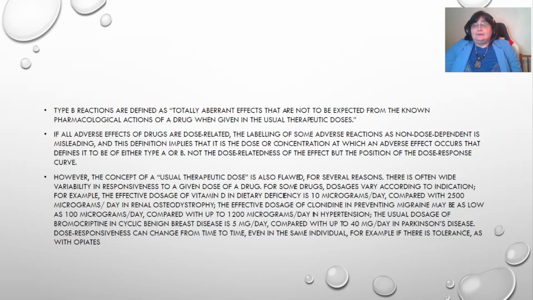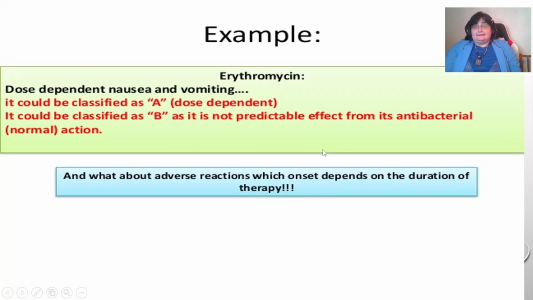The effective dosage of clonidine in preventing migraine may be as low as 100 micrograms per day compared with up to 1,200 micrograms per day in hypertension. The usual dosage of bromocriptine in cyclical breast disease is about 5 milligrams per day compared with up to 40 milligrams per day in Parkinson's disease. Dose responsiveness can change from time to time, even in the same individual, for example, if there is tolerance as with opioids.